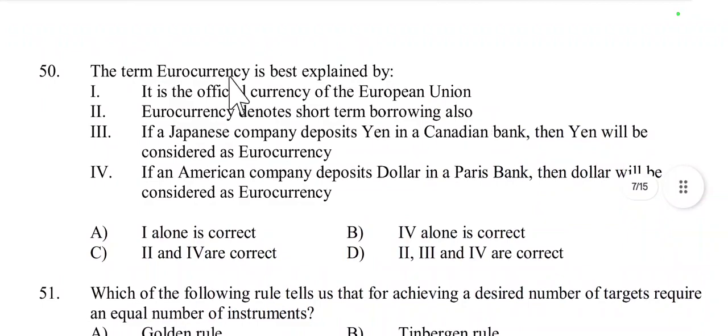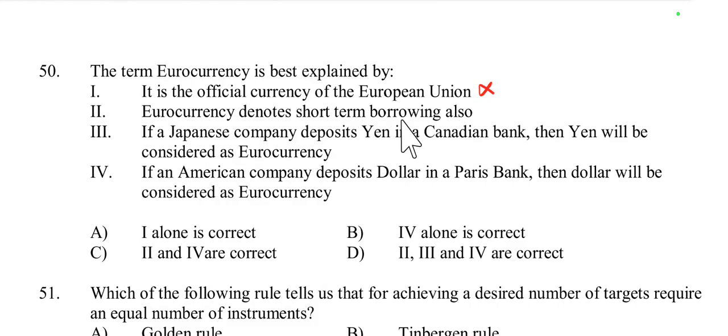Then question number 50, the term euro currency is best explained by. Euro currency refers to any currency deposited in banks outside its country of origin. So the first one is, it is the official currency of the European Union. No, it is incorrect, because euro currency is not the official currency of the European Union. So this is incorrect.